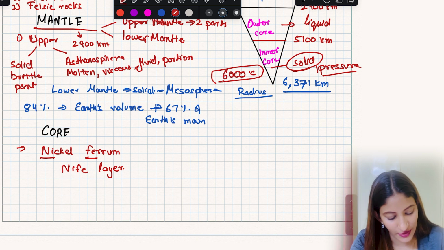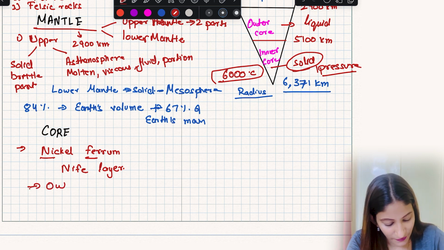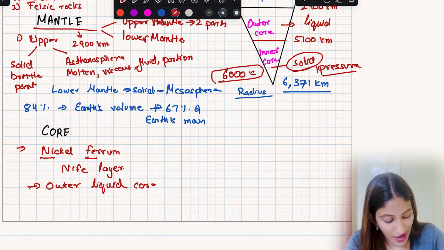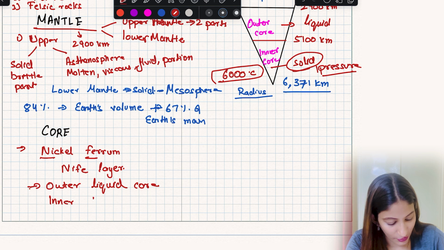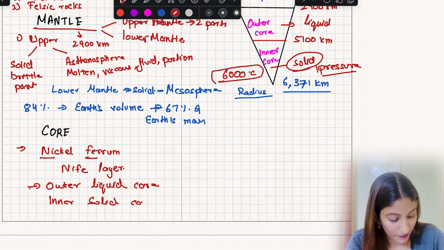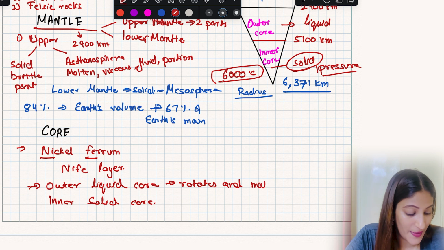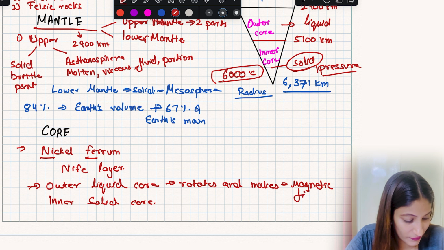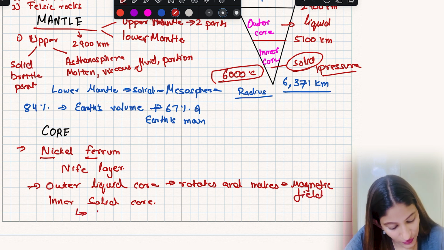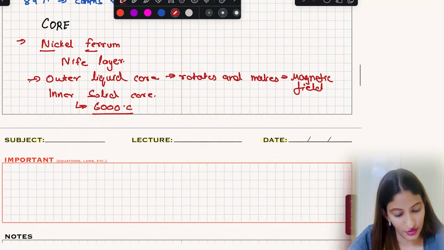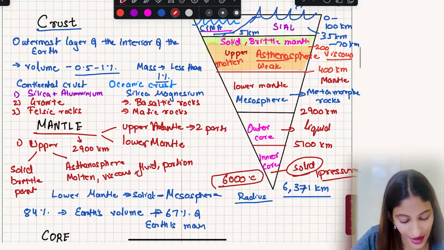So this is the NiFe layer, very important for us. Two layers: the outer liquid core and the inner solid core. And the outer liquid core actually rotates and makes the magnetic field, right? In the inner solid core, we reach a temperature of 6,000 degrees Celsius. My God, let's move on. This is almost as warm as the sun.